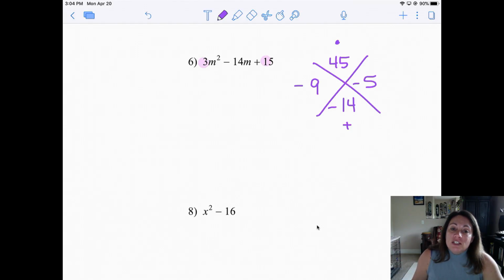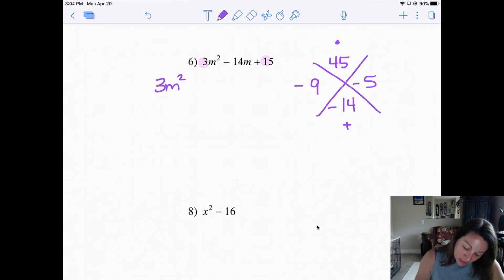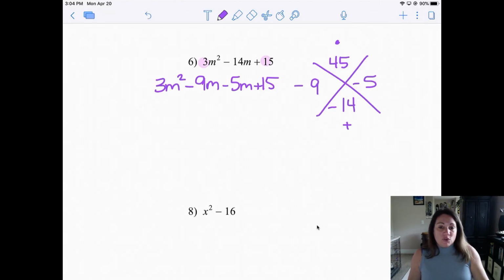From here, what I need to do is rewrite the b term, negative 14m, as negative 9m minus 5m plus 15. So I just replaced 14m with negative 9m minus 5m. These are equivalent things still. I didn't do any magic or weird stuff. I'm just replacing that middle term with two equivalent terms.